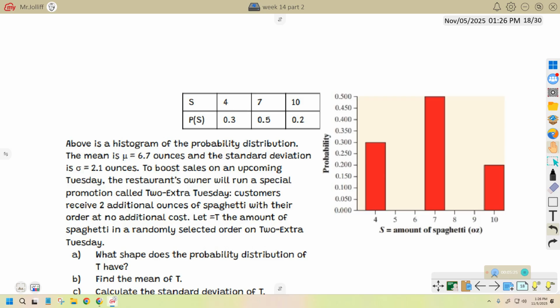So we have a distribution for S, the distribution for the amounts of spaghetti in randomly selected orders at this pasta place. We want information about the distribution of T, which is the distribution of the amount of pasta in a randomly selected order on 2 Extra Tuesday. What are we doing to get from S to T? What operation mathematically? Discuss with your group mates. Give you 30 seconds. What mathematical operation?